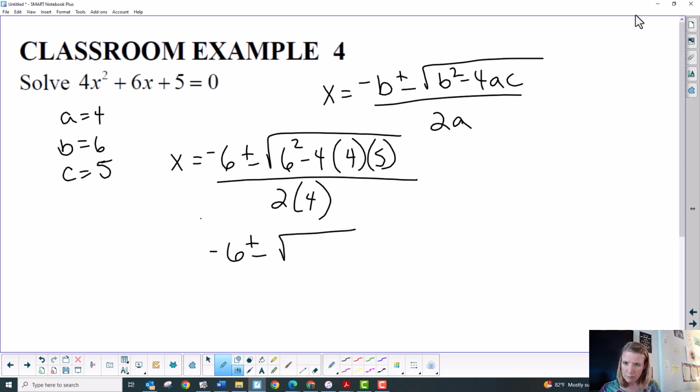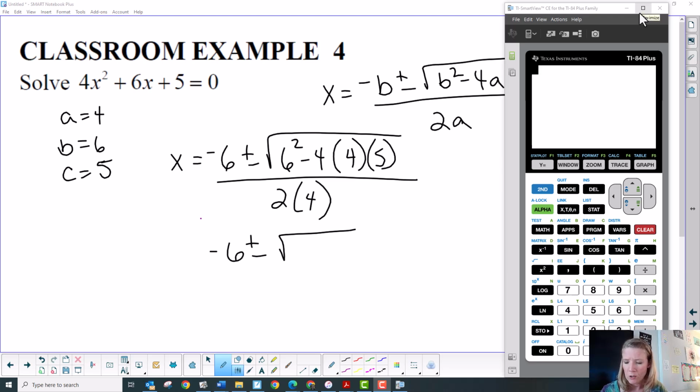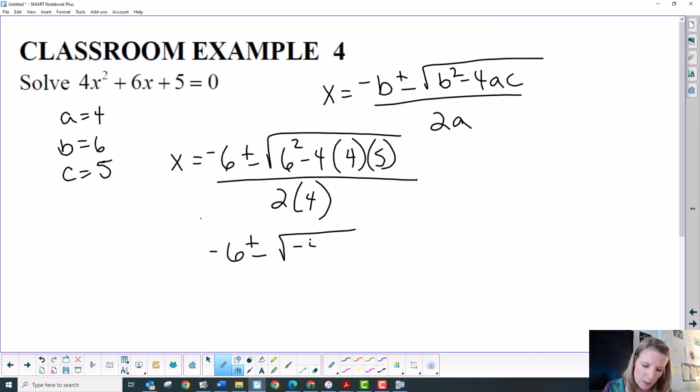hold on, I'm going to pause and get my calculator. Okay. So I'm just going to type in what's underneath the square root. So 6 squared minus 4 times 4 times 5. And I get negative 44. So that's negative 44 over 2 times 4, which is 8.